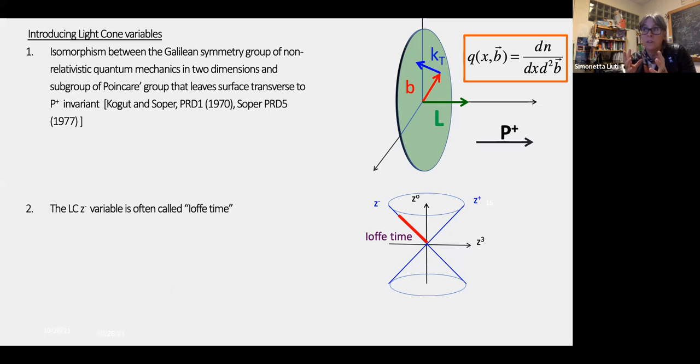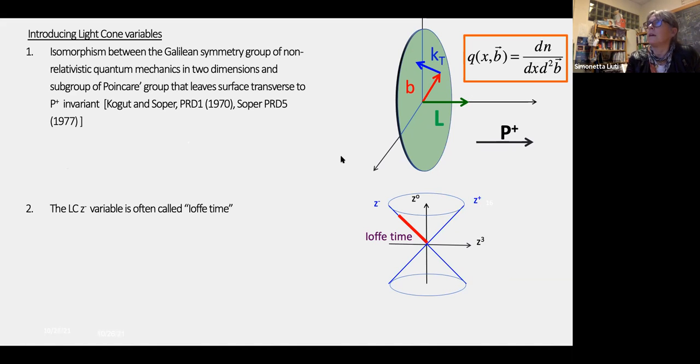This is important, this is what we're going to be referring to. All that we can say for angular momentum is based on this isomorphism between the Galilean symmetry group of non-relativistic quantum mechanics in 2 dimensions, and the subgroup of the Poincaré group that leaves this surface, transverse to P+, the surface in green here, invariant. In other words, whatever goes on this surface can be treated with our non-relativistic intuition. And this is important.